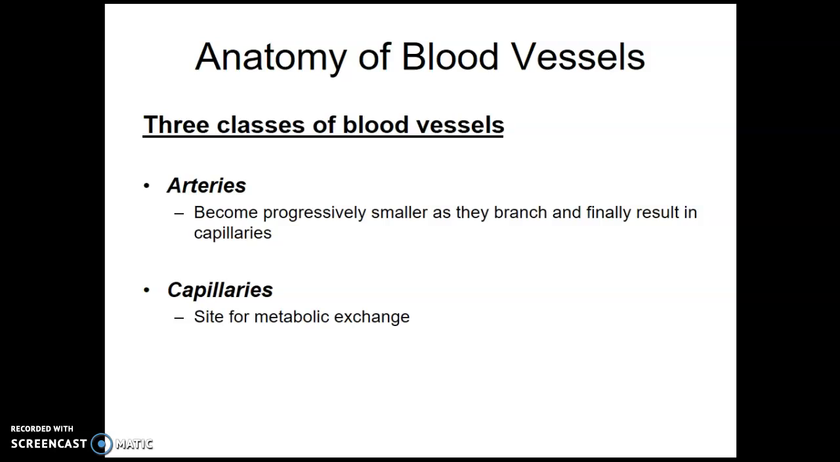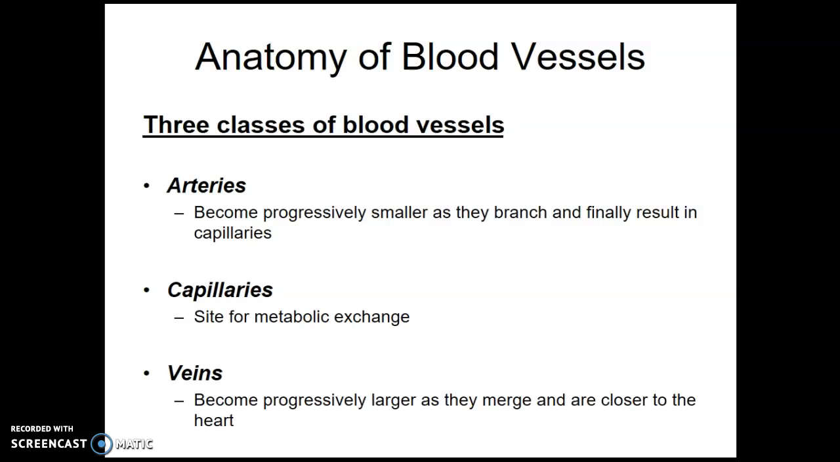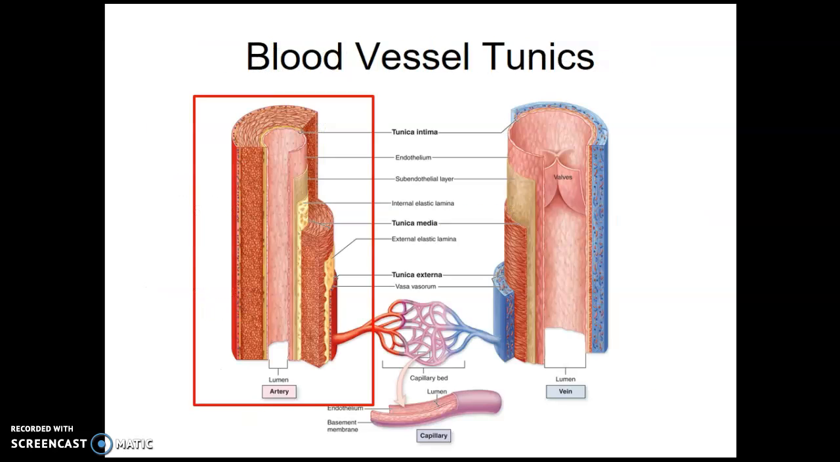The capillaries are the very small blood vessels that are the site for metabolic exchange. And our veins become progressively larger as they merge and are closer to the heart. So capillaries drop off oxygen, pick up carbon dioxide, drop off nutrients, pick up metabolic waste products. Then those tiny capillaries meet up and form venules, which then become veins, which then eventually lead back to the heart.